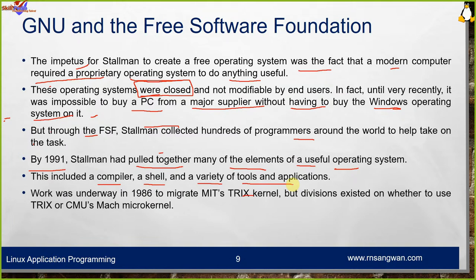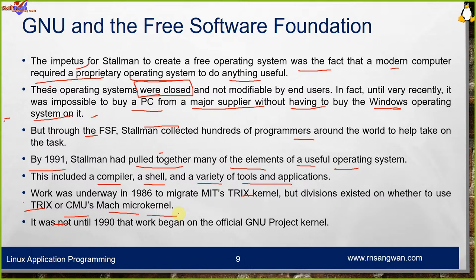Work was underway in 1986 to migrate MIT's TRIX kernel, but divisions existed on whether to use TRIX or CMU's Mach microkernel. We'll talk about these different types of kernels. We have a session coming up. That is, the next session is the architecture of Linux. We'll discuss these types of kernels in the next lecture. It was not until 1990 that work began on the official GNU project kernel.